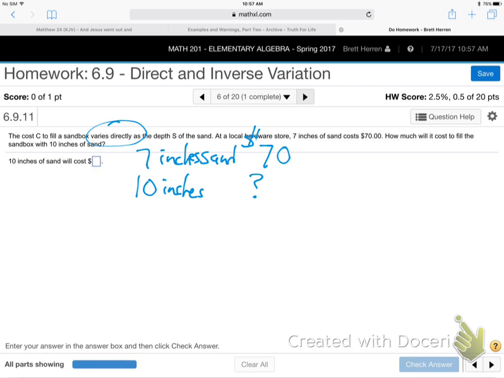They're not always going to be that easy, by the way. The numbers aren't always as clean as this one. So 7 inches is $70. 10 inches is how much? You can tell it's just times 10. It's like $10 an inch. See how it's just times 10? 7 times 10 would be 70, so 10 times 10 is going to be $100.